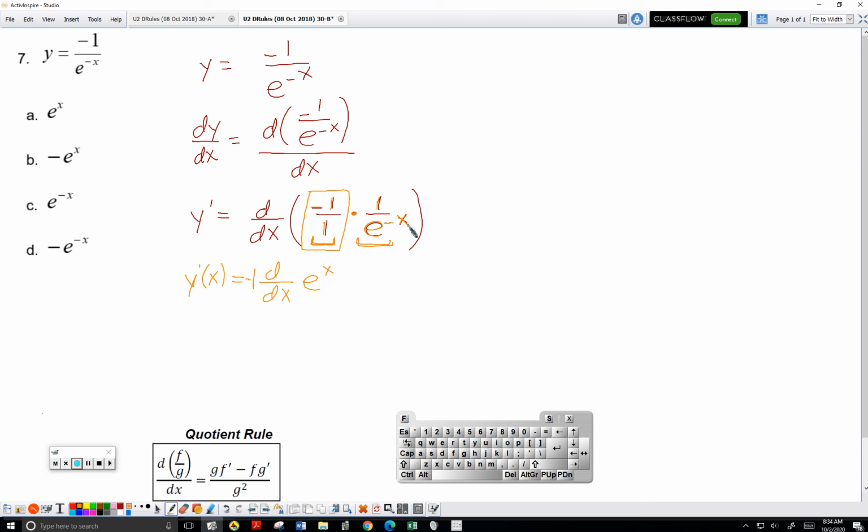Memorizing the e rule is really easy. The derivative of e to the something is just e to the something multiplied by the derivative of the something. So this becomes negative 1 e to the something, derivative of the something, which is just 1. So the final answer is negative 1 e to the x.